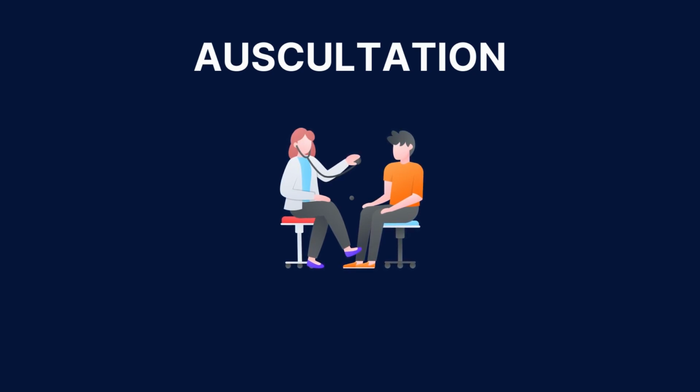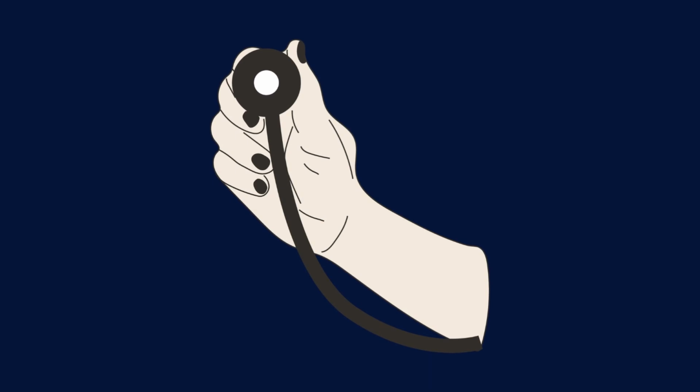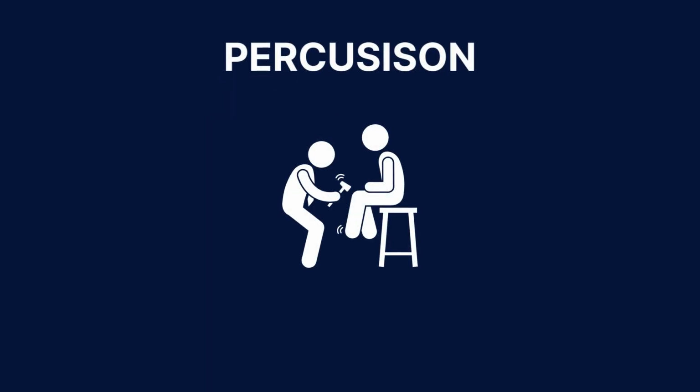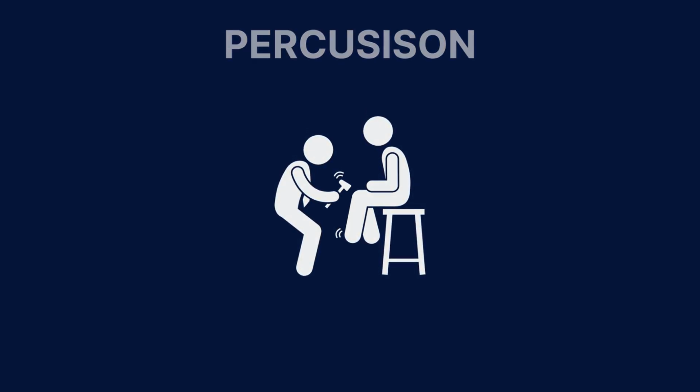Auscultation. This is when the practitioner listens to sounds coming from the patient's body using a stethoscope. Usually they listen to the patient's heart, lungs, and intestines. Next is percussion. This is when the practitioner taps the patient's body parts with their hands, fingers, or small instruments to check if there's gas, fluid, swelling, and more.